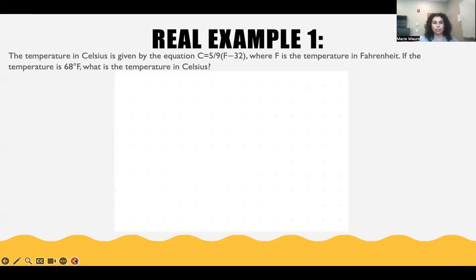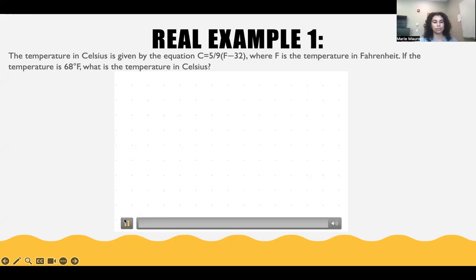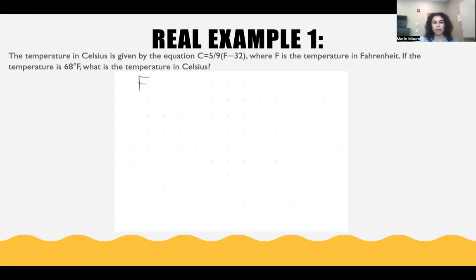This is a real example problem. The temperature in Celsius is given by the equation C equals 5 over 9 times F minus 32, where F is the temperature in Fahrenheit. If the temperature is 68 degrees Fahrenheit, what is the temperature in Celsius? So we know that Fahrenheit equals 68 degrees in this problem, correct? The next step after you identify what Fahrenheit is, is to plug it into our equation, which is given to us in this problem.